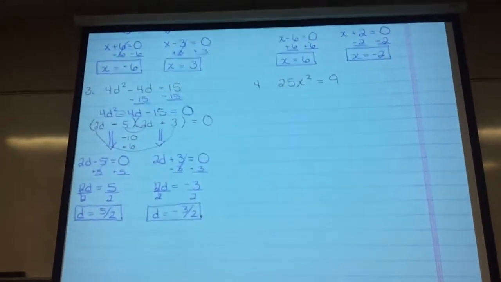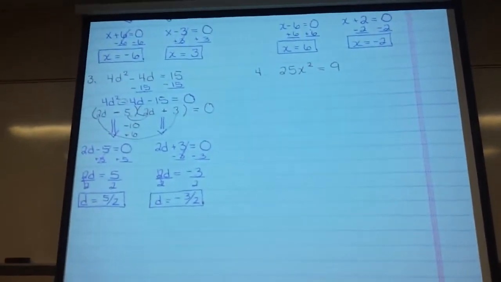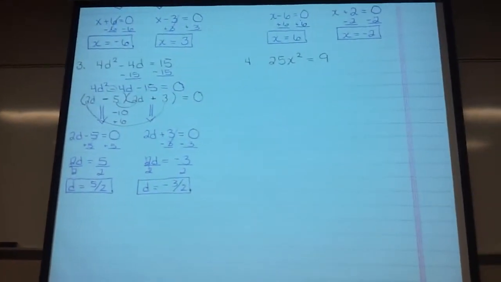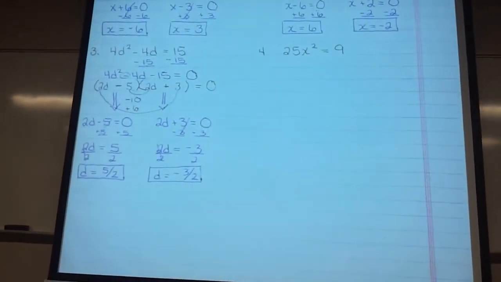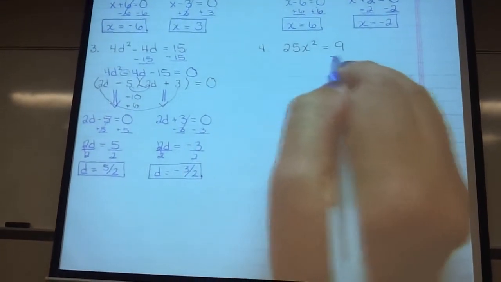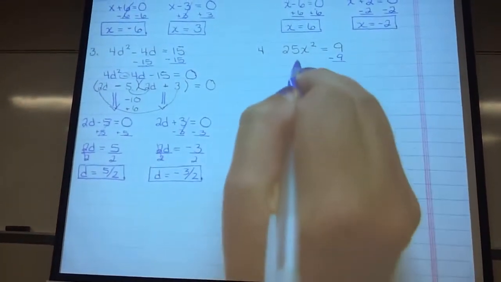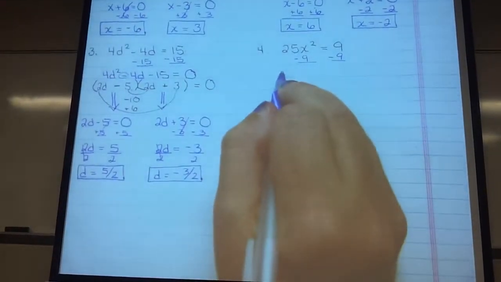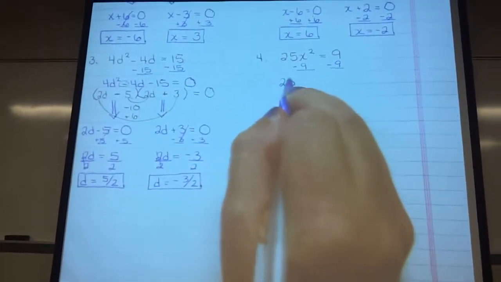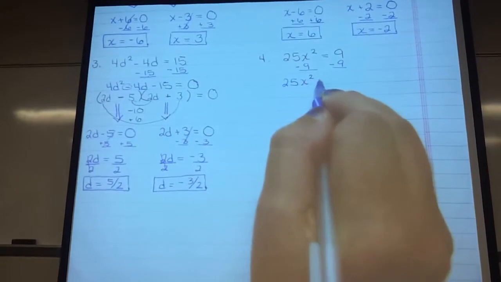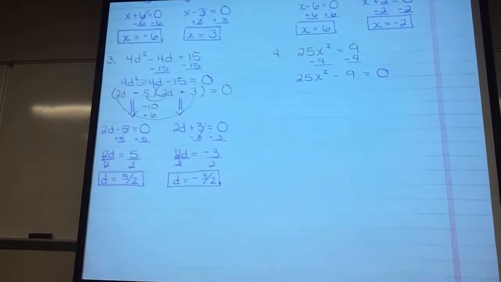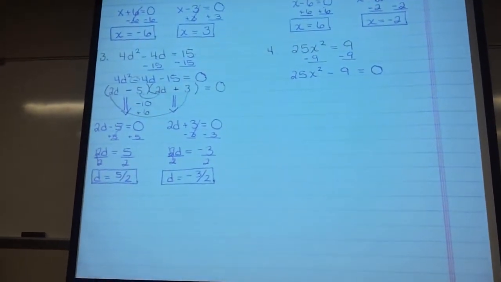All right. With number 4, we have to have it set equal to 0. That's always step 1. How would you move a positive 9? Negative. So we're going to have 25x squared minus 9 equals 0. Oh, step 1's done. Got to have it set equal to 0.